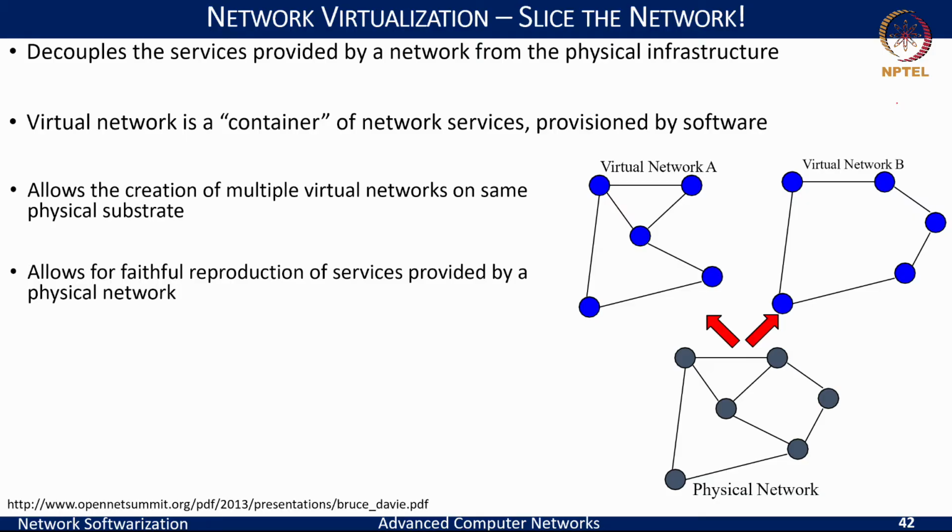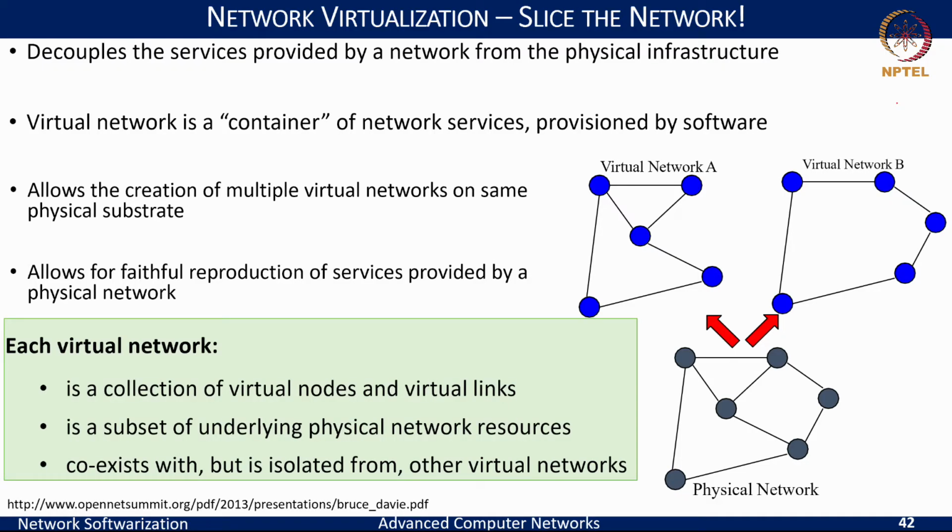And more importantly, it's not just about creating the virtual networks, but also it enables the faithful reproduction of the services that would be provided by the underlying physical network, since these virtual networks share the same underlying physical network. Hence, we can consider each virtual network as a collection of virtual nodes, that is, the virtual routers, switches, and the workloads that would operate on these virtual elements, including the virtual links that connect these virtual elements. And thus, it is a subset of the underlying physical network resources and coexists with other such virtual networks that are isolated from each other.